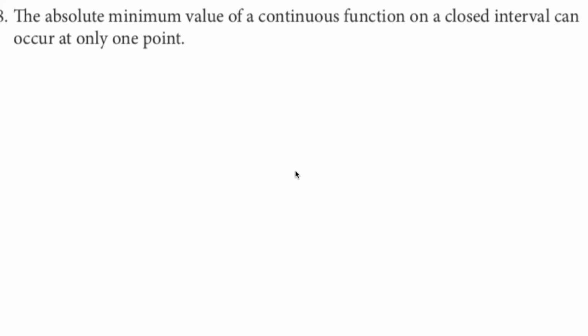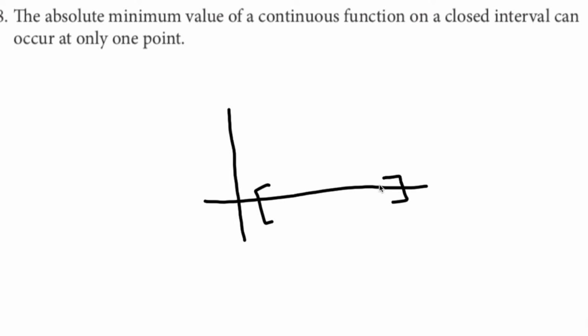Okay, so number 8 says the absolute minimum value of a continuous function on a closed interval can only occur at one point. So this is similar to, I think it was number 2, where number 2 said a continuous function on a closed interval can only have one maximum value. So it's kind of like the same thing there, where we're looking at a closed interval from a to b, and this says it can only occur at one point.